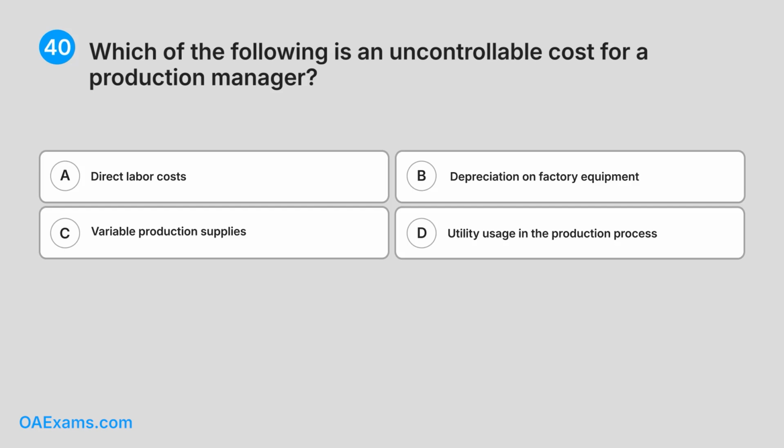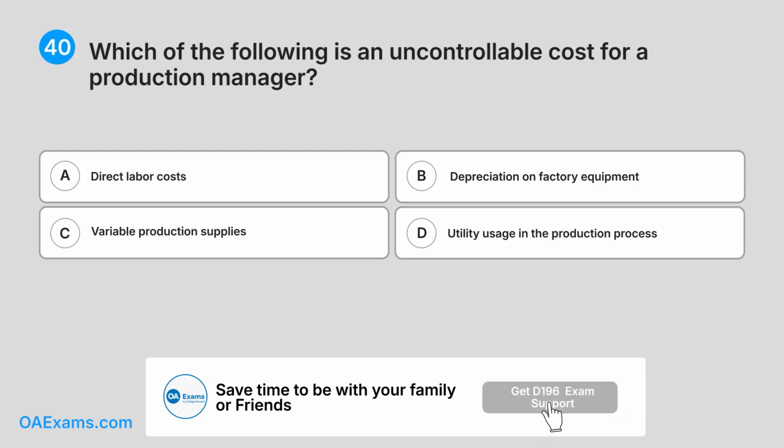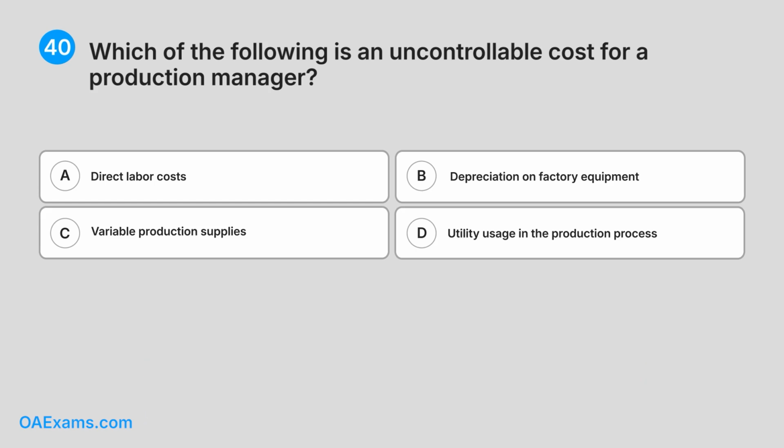40. Which of the following is an uncontrollable cost for a production manager? A. Direct labor costs. B. Depreciation on factory equipment. C. Variable production supplies. D. Utility usage in the production process. Do you know the answer?